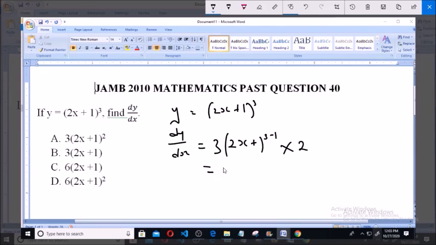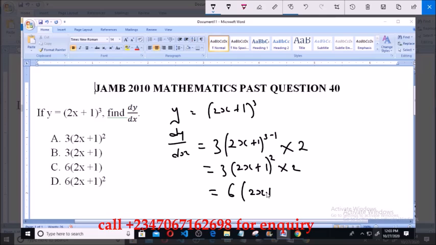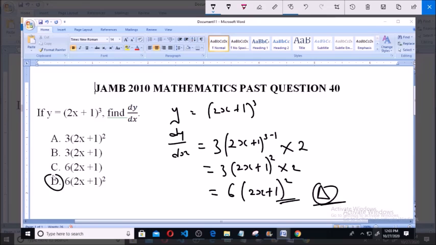Now this is equals to 3 into bracket of 2x plus 1 raised to the power of 2 multiplied by 2. And this is equals to 3, we multiply 2 to give us 6 into 2x plus 1 raised to the power of 2. And that is option D. So this is the answer to this question, option D.